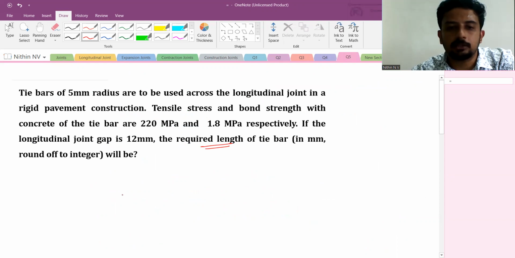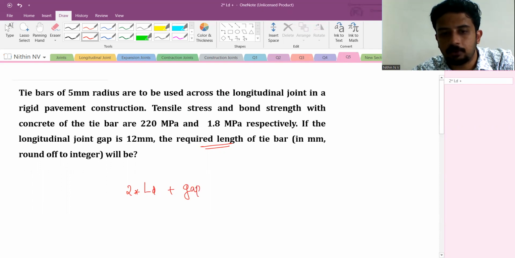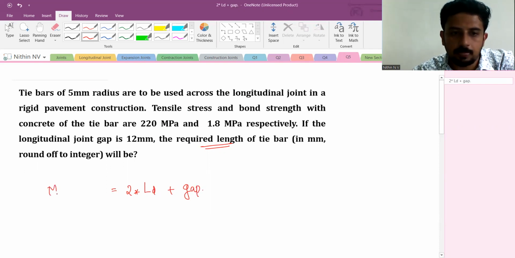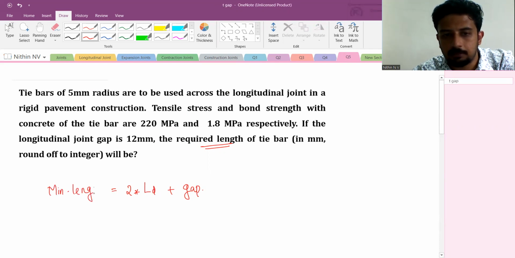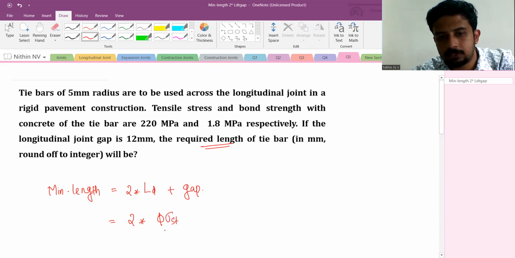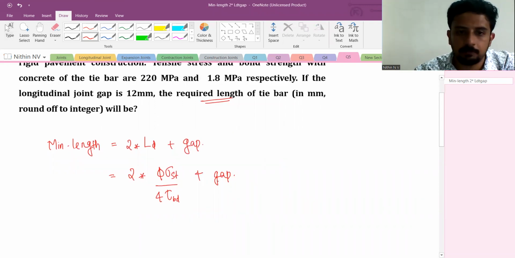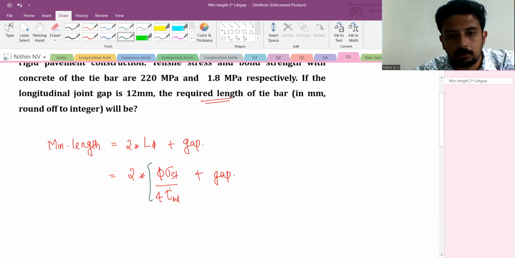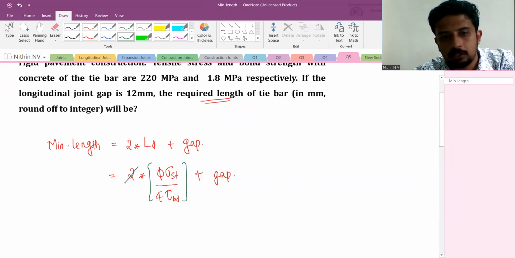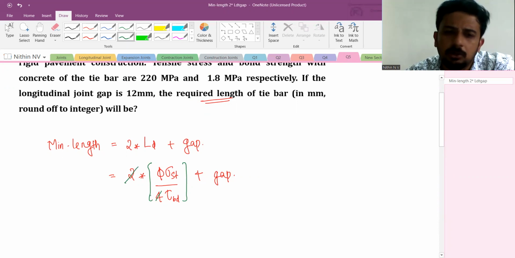Now we know the required length of tie bar is 2 into development length plus the width of the joint. That is the minimum length of tie bar, right? So that's going to be 2 times (phi into sigma st divided by 4 tau bd) plus the width or gap of the longitudinal joint, not the expansion joint. Don't just cut this and put it as 2. That's not a good practice. We write it separately.